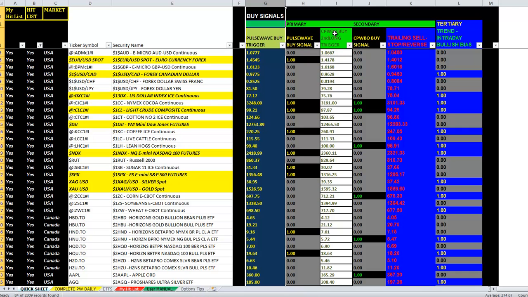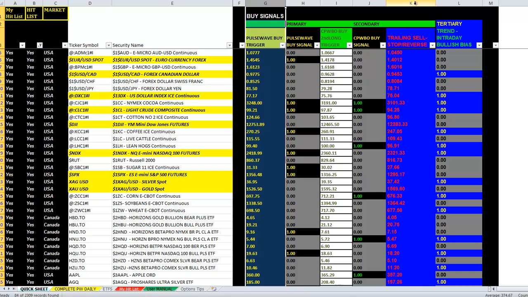We like to use stop limit orders to enter into the market so that if there's a gap up or a gap down, we don't have to endure the slippage and quite often get caught up in a major reversal. So we like to enter the markets on stop limits.